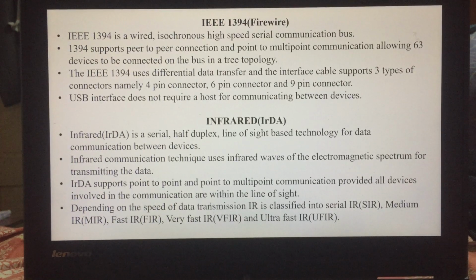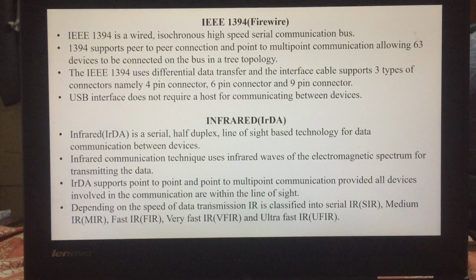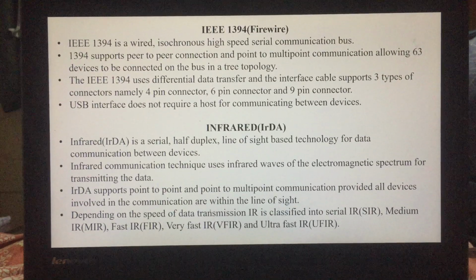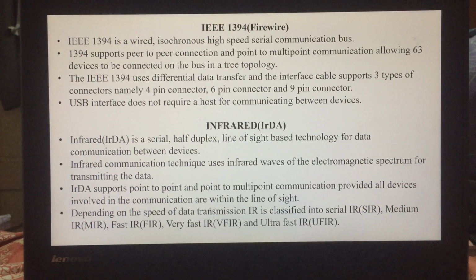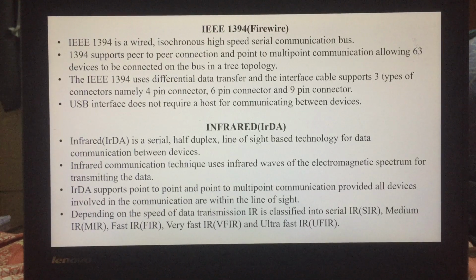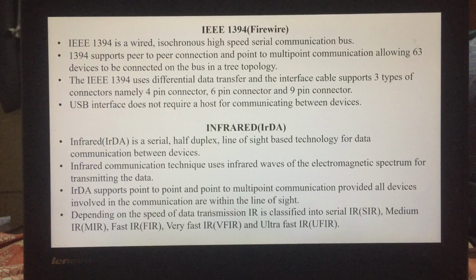It has a data rate ranging from 9600 bits per second to 16 Mbps. Data rate means the number of bits transmitted per particular time duration. 9600 bits per second means transmission of 9600 bits per second. Depending on the speed of data transmission, IR is classified into serial IR, SIR, medium IR, MIR, fast IR, FIR, very fast IR, VFIR and ultra fast IR, UFIR.